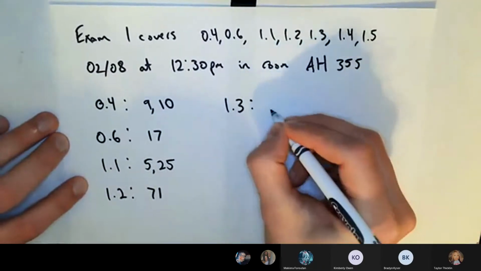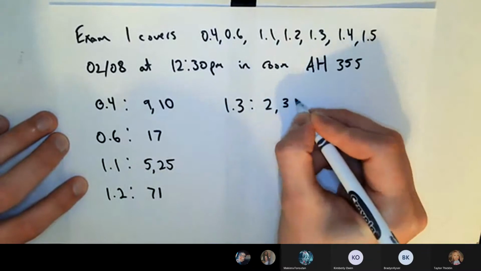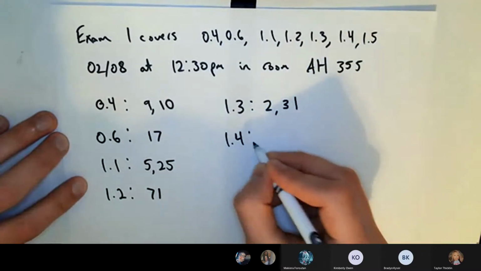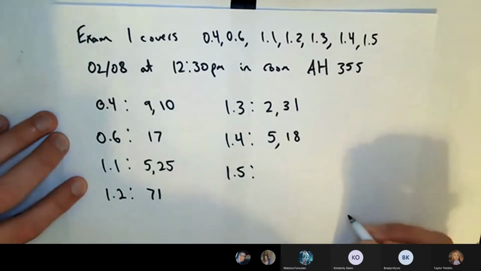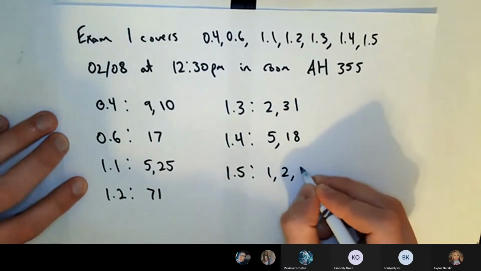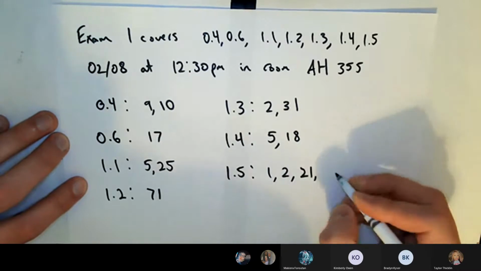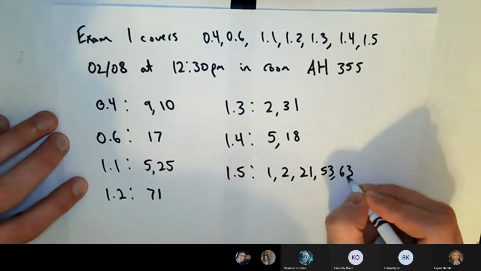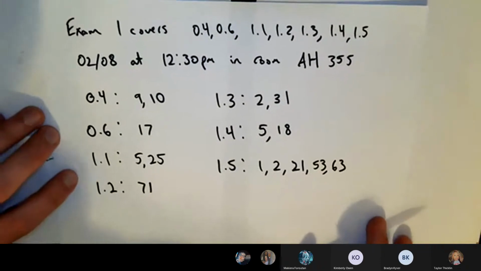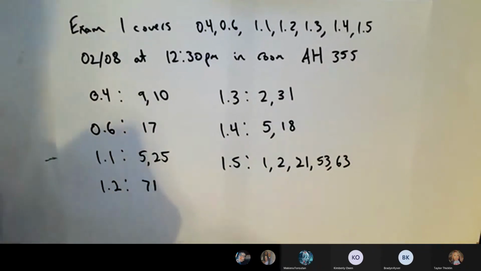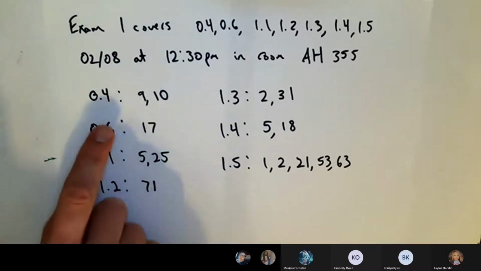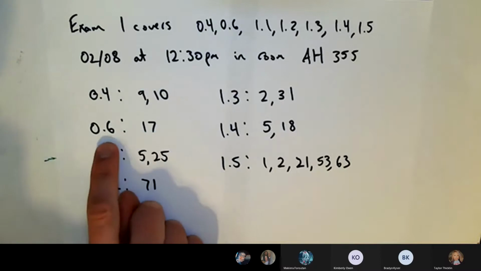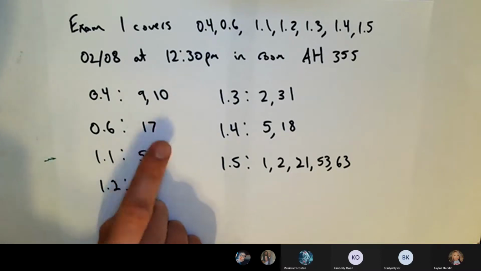But these are the ones that I wrote down to mark for review, specifically for this exam. And then 1.5, 1, 2, 21, 53, and 63. So section 1.5 is going to be, there's going to be a bit more going on there. So yeah, problems 9 and 10 from 0.4, that's the radical and rational exponent stuff. Just one problem from section 6, so that's just a factoring problem.